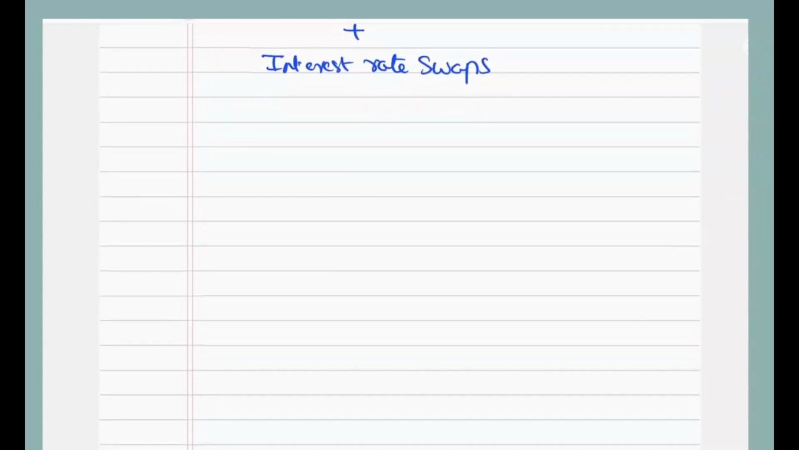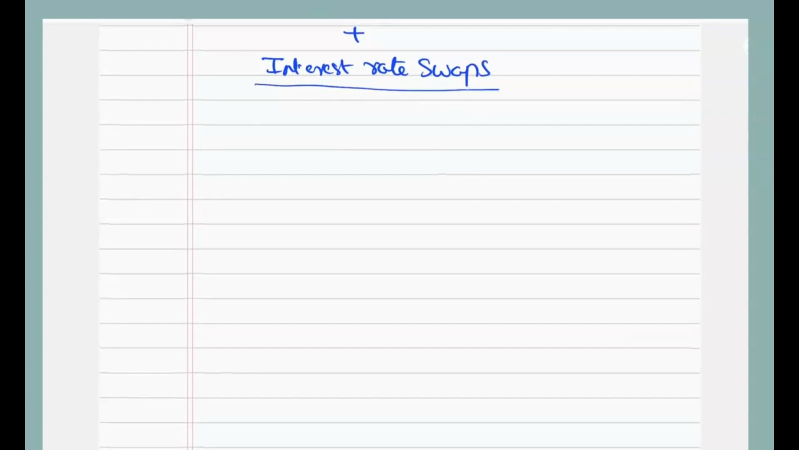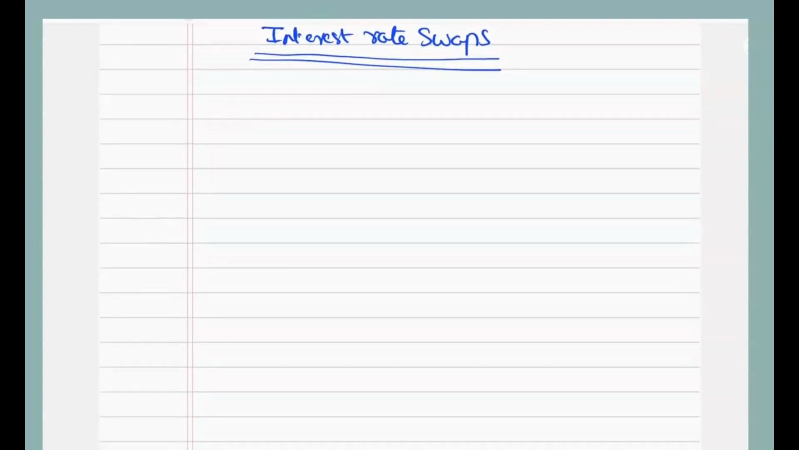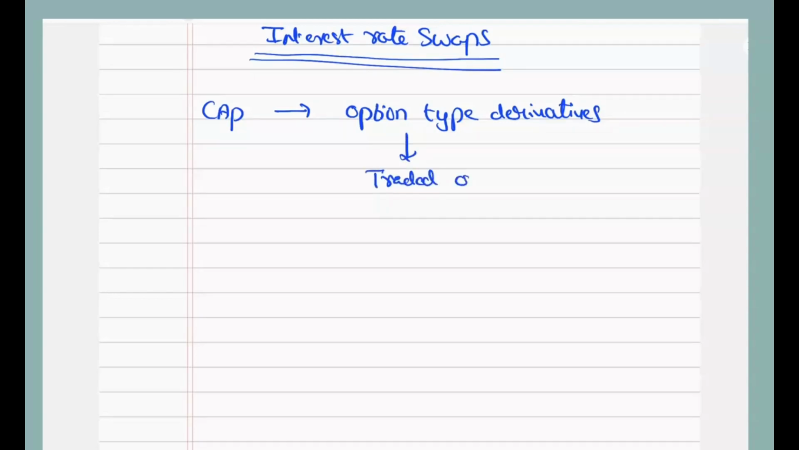So now we talk about the interest rate swap, right? First thing we should know is what is the cap. A cap is an option type derivative. In derivatives we have seen the call option and put option, right? In a similar way, a cap is also a type of derivative, and it is a type of option which is traded over the counter.